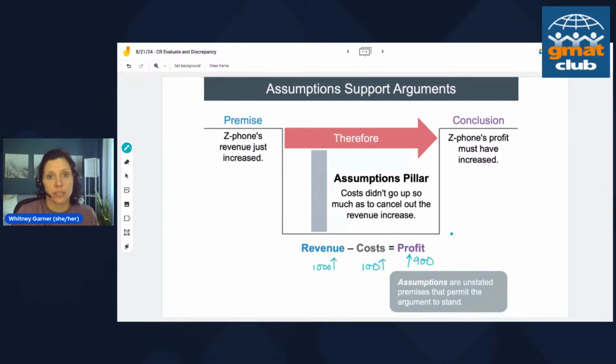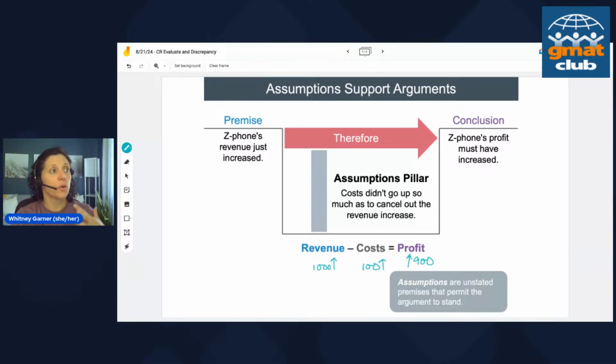Not as much as my revenue went up, but it didn't say that it went up as much as revenue. It just said my revenue increased and therefore my profit must have also increased. Okay. So what do I need to assume? I need this really kind of extreme assumption that cost didn't go up so much as to cancel out this revenue increase.